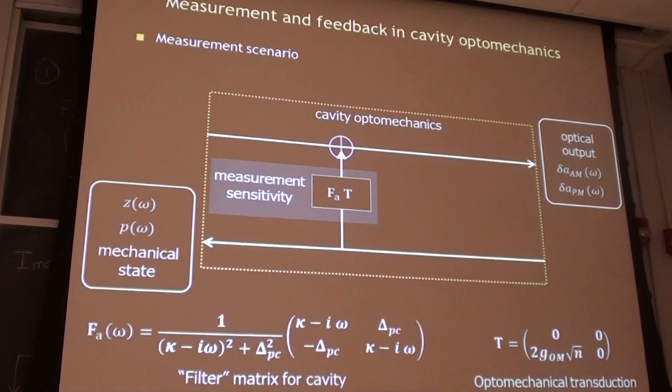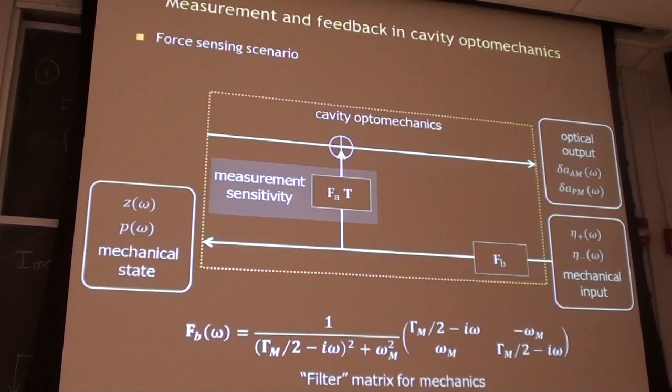The same diagram already tells me what I have to do in order to measure forces in my system. By the same token, I can imagine what I want to measure is not the mechanical state per se, but I want to measure forces, which may be gravity waves or whatever other weak perturbation might be applied to my mechanical system. So those forces translate into changes in the position and momentum of the mechanical system, according to how close they are to mechanical resonances, say. And then that translates through a pair of matrices into the output, which I sense optically. One of the main motivations for cavity optomechanics is force detection. I'll get back to that later.